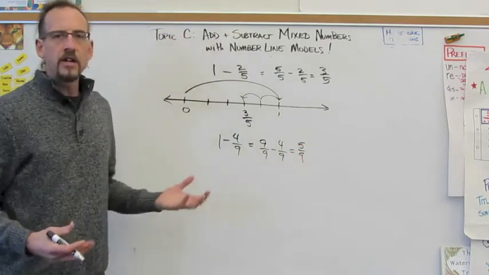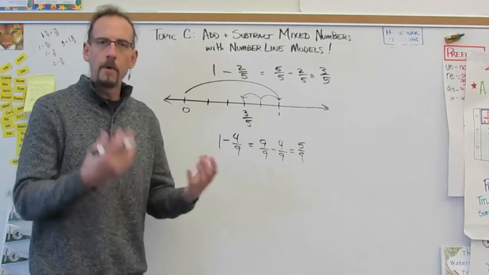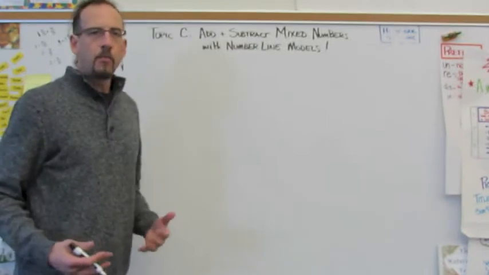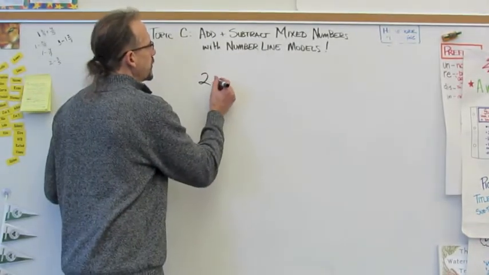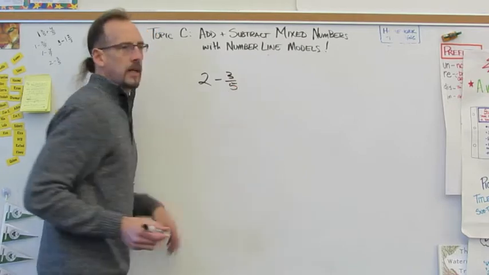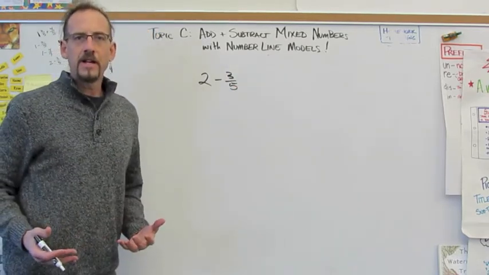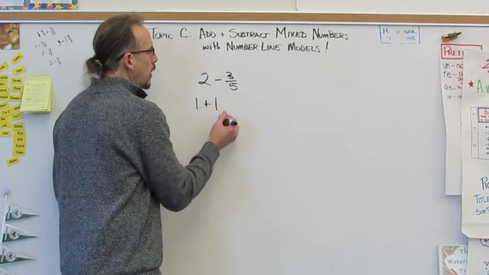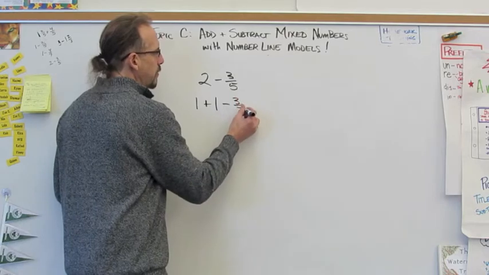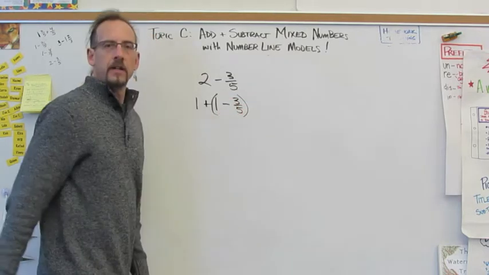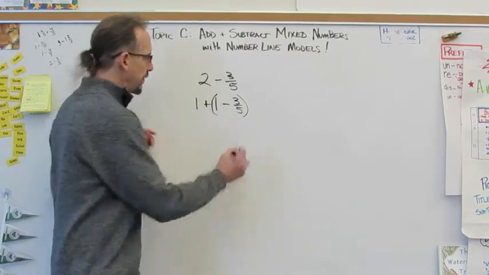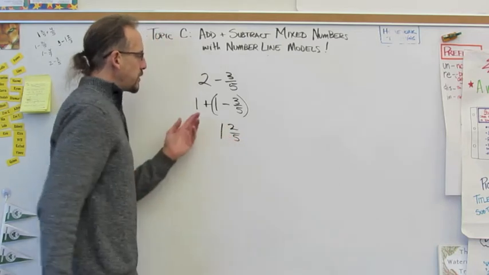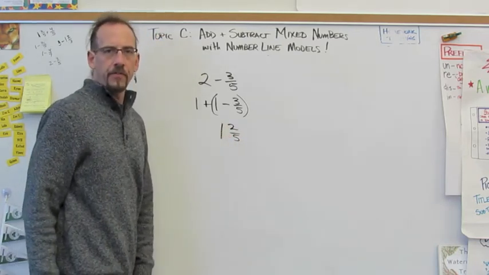And once kids really understand that relationship between whole number and fraction, then we can move on to more difficult problems. The next step would be for students to be able to solve problems like this. And now what they need to be able to do in their minds is to be able to decompose 2 into 1 plus 1 minus that 3/5. And they already know what 1 minus 3/5 is. That would be 2/5. And so they know that they can just add that 1 onto it. It would be 1 2/5.